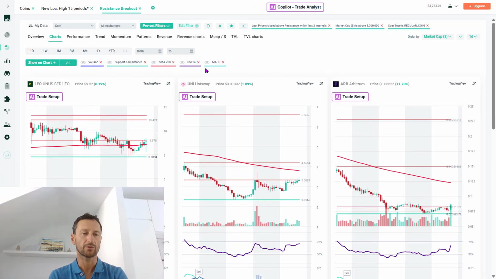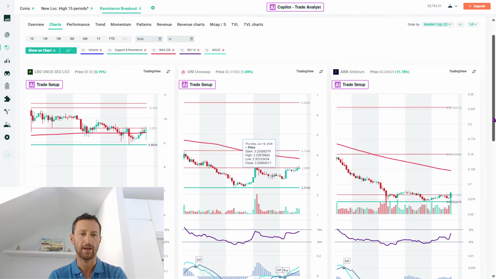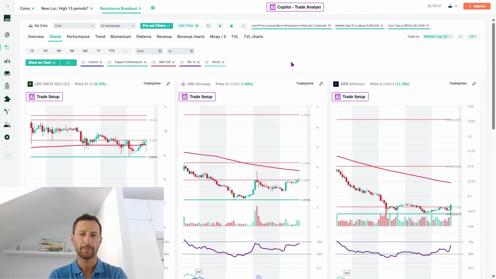Adding default analytics to the charts by default adds support and resistance, the 200-day moving average, the RSI, and MACD indicators. Those are kind of the key indicators that I like to have in my charts. The support and resistance, 200-day moving average, RSI, and MACD.